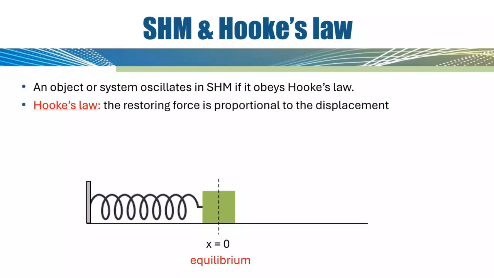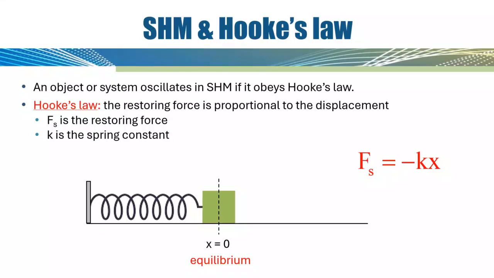Hooke's law states that the restoring force is proportional to the displacement from equilibrium. Hooke's law can also be written as an equation, F sub s equals negative kx, where Fs is the restoring force, k is the spring constant, which we'll talk about in a minute, and x is the displacement from equilibrium. Note that we are using the variable x to stand for distance or displacement in this unit.